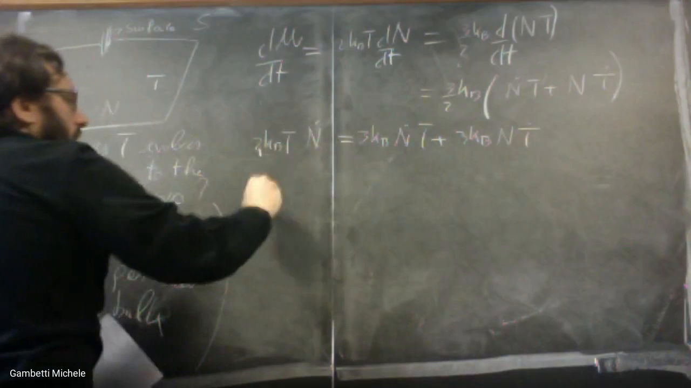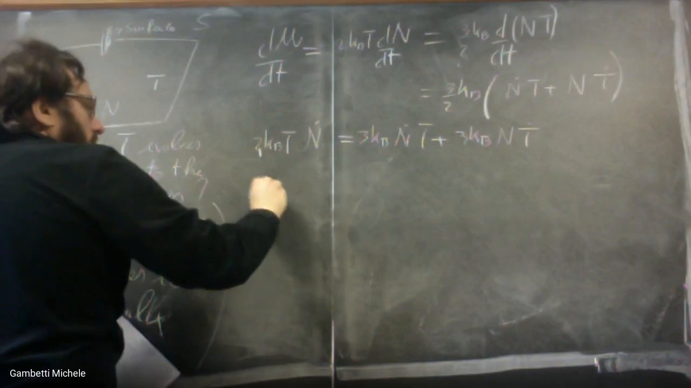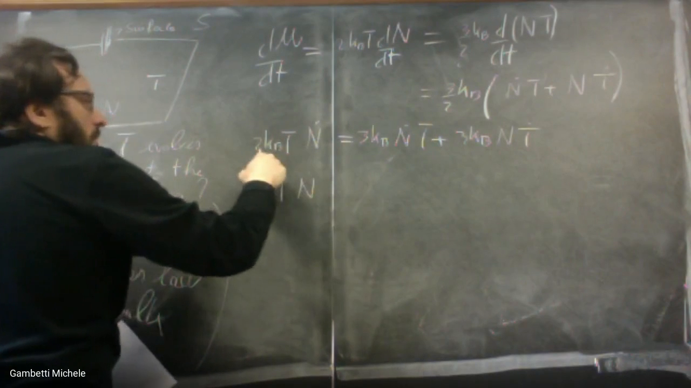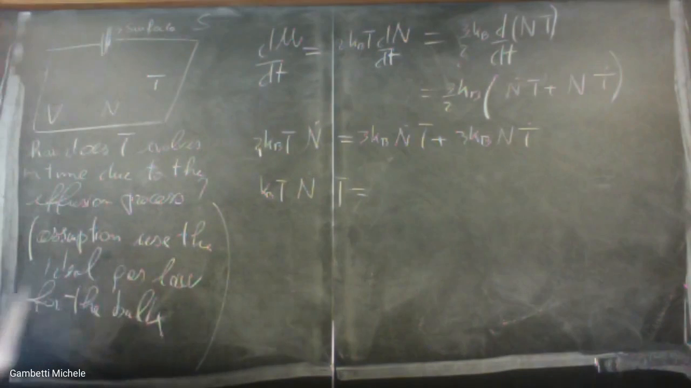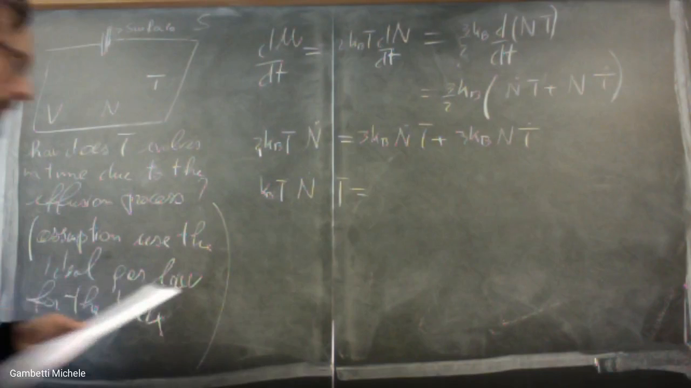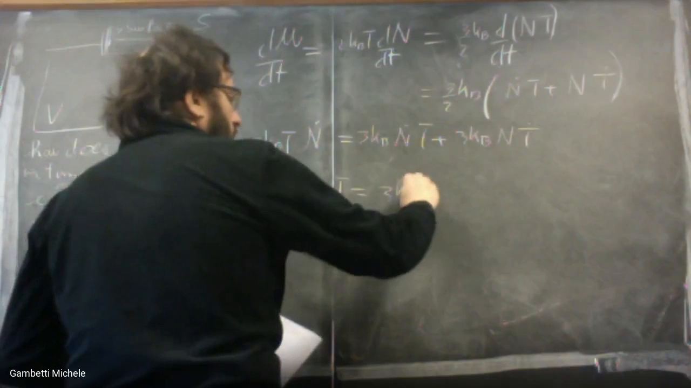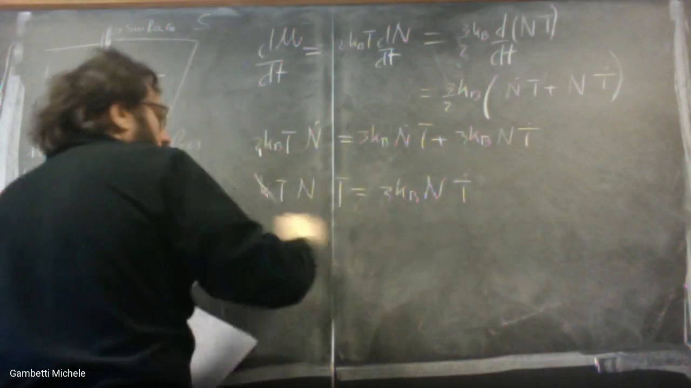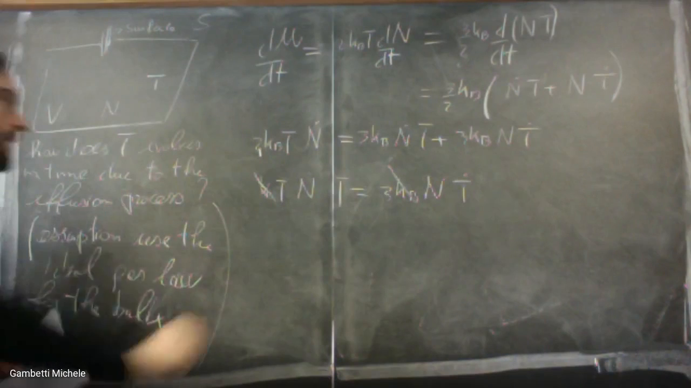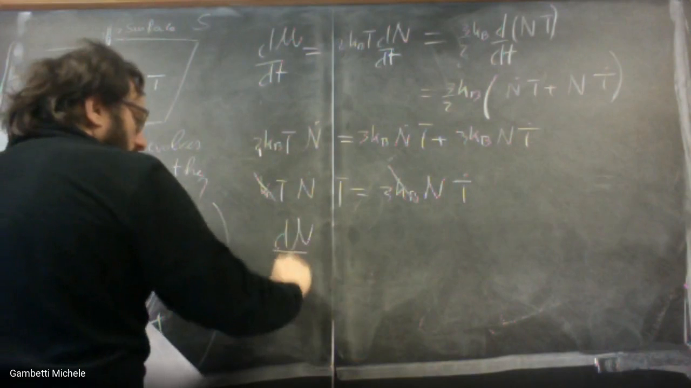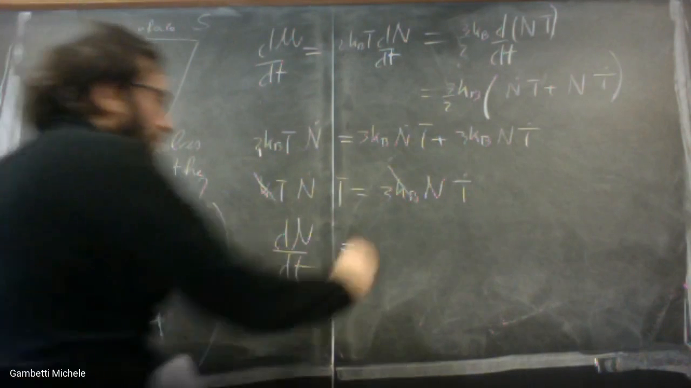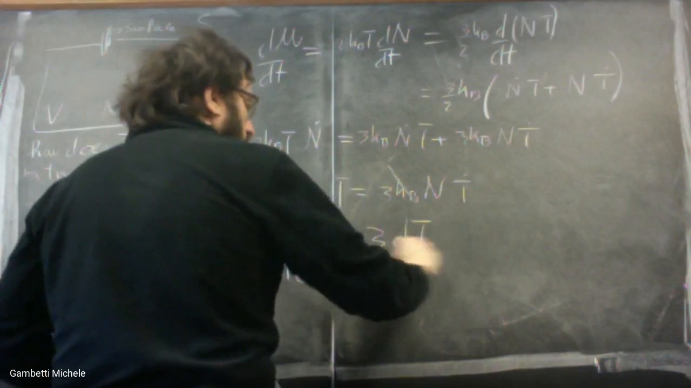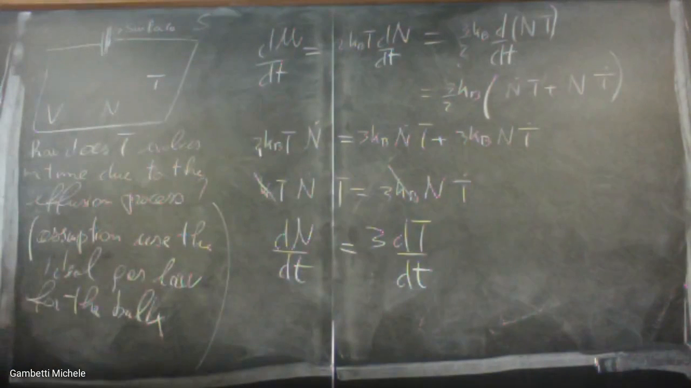Then this here, so KB T n dot, T n dot times T is equal to 3 kBt n T dot. Of course, this can be removed. And the derivative of n with respect to time is now equal to 3 times the derivative of temperature with respect to time. Okay.